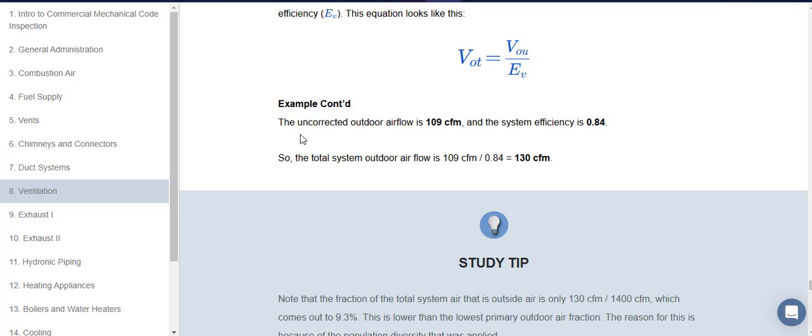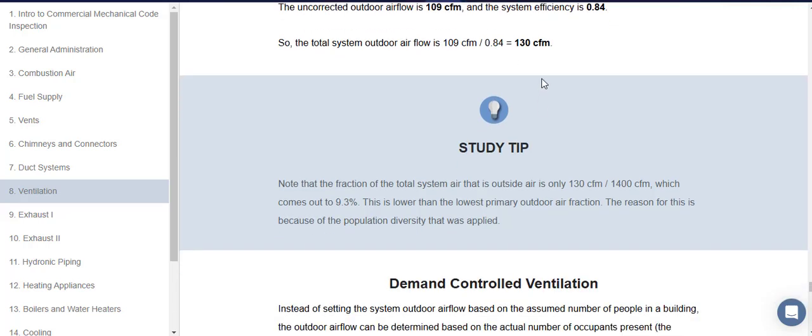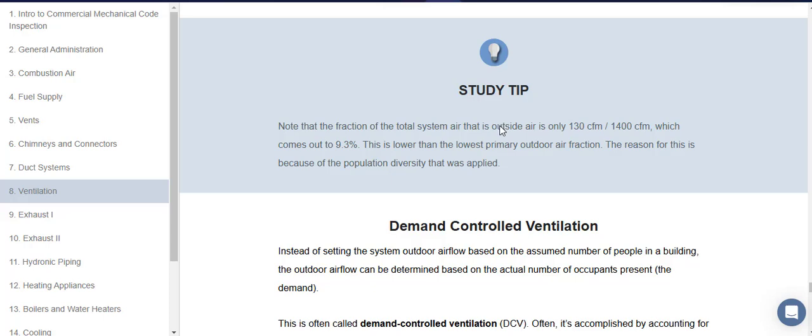Example continuation. The uncorrected outdoor airflow is 109 CFM and the system efficiency is 0.84. So the total system outdoor airflow is 109 CFM divided by 0.84, equal to 130 CFM.